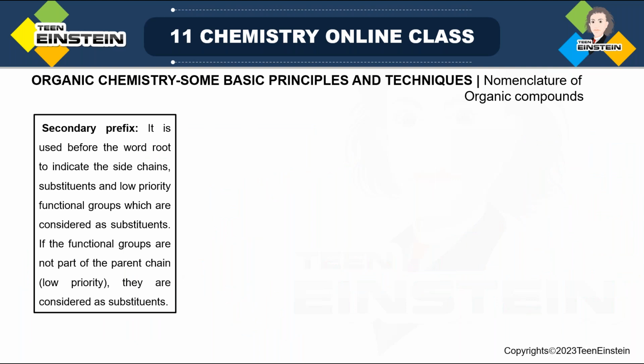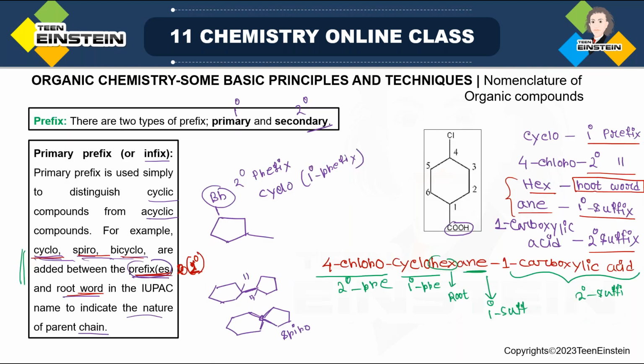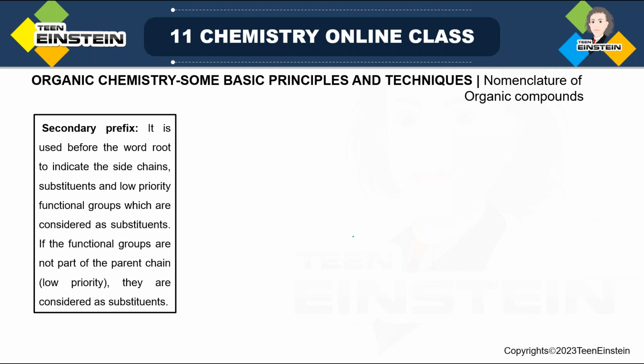Fine. Now secondary prefix. This is the only term left. Though we have already seen the use of it. Here you have already used it. Now we will see it in detail. So it is used before the root word. That is why it is prefix. It has to be before the root word to indicate side chain. Side chain means if there is any alkyl side chain. Suppose you have ethyl group. This is ethyl group. Or you have methyl group. Or you have 3-carbon propyl. Or you have 3-carbon like this. This is called isopropyl.